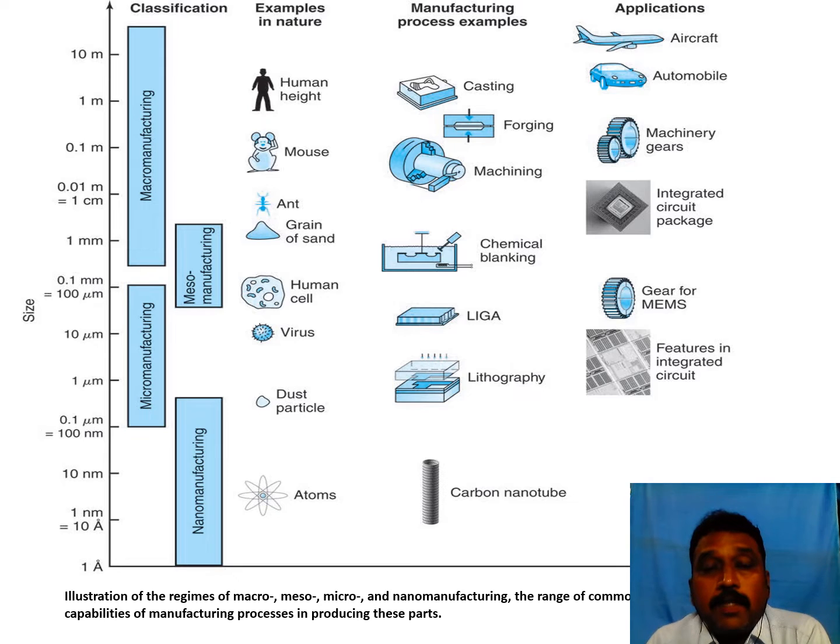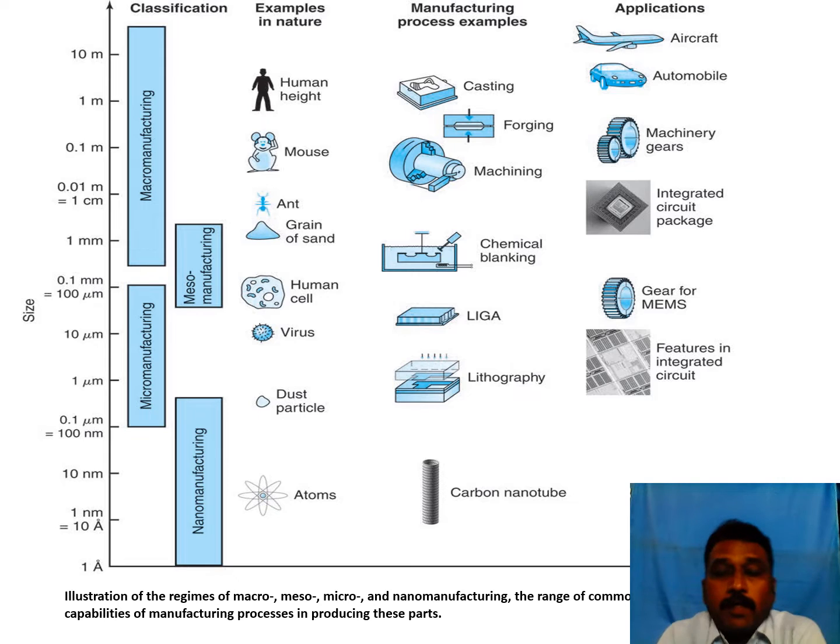You can see the height of humans, in terms of meters almost 3.5 meters, and then a mouse, an ant, and a grain of sand. The size of the human cell lies in between micro manufacturing and macro manufacturing, so that size can be made by means of meso manufacturing. And then there's the virus. The size of the virus can be made by means of micro manufacturing.